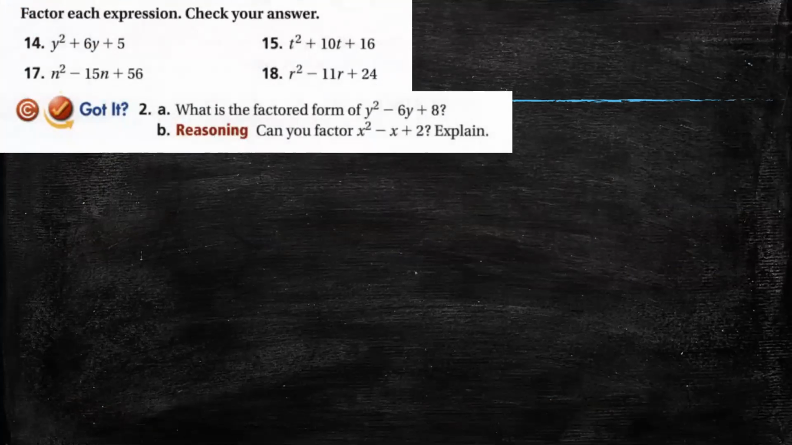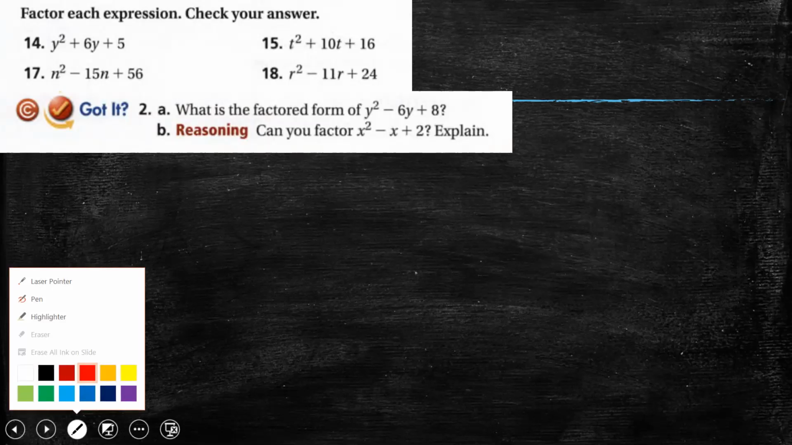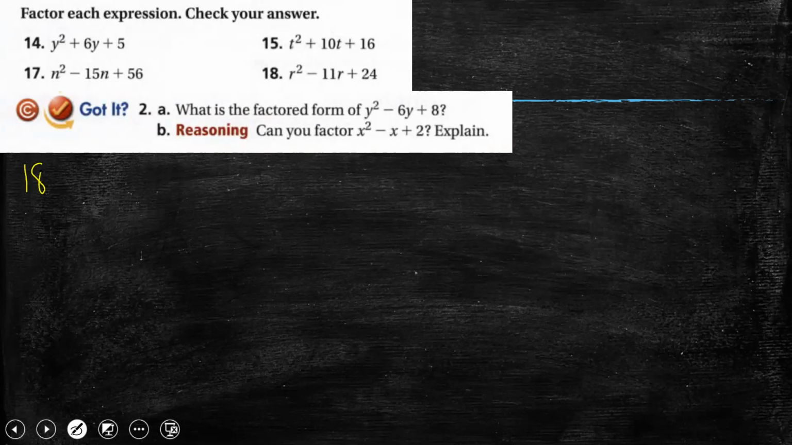Let's now do number 18. We solved the others yesterday. Let's solve number 18 now before talking about the last case. In number 18 here, you have r squared minus 11r plus 24.